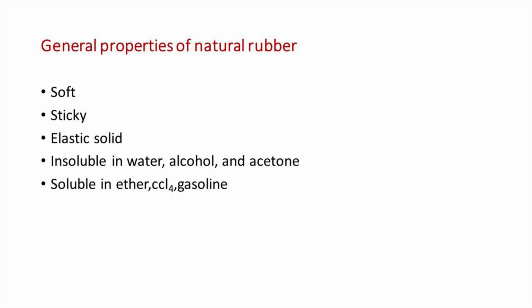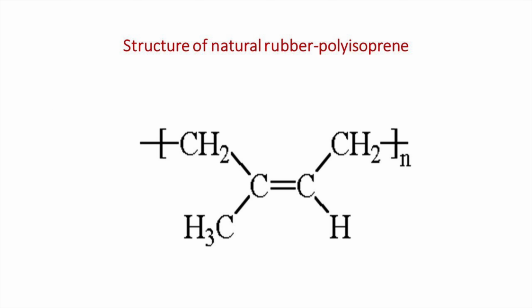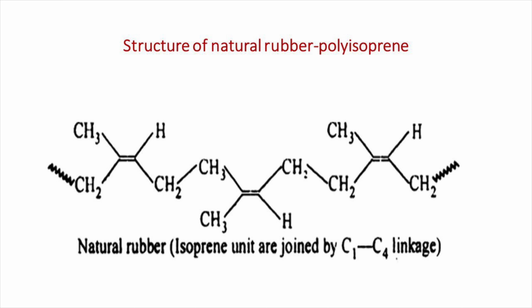Crude rubber is a soft, sticky and elastic solid. It is insoluble in water, alcohol and acetone, but soluble in ether, carbon tetrachloride and gasoline. Natural rubber is a polymer of isoprene and has the molecular formula (C5H8)n. The structure results from the 1,4 addition of the isoprene units in a head-to-tail fashion. Natural rubber is a cis-polyisoprene.